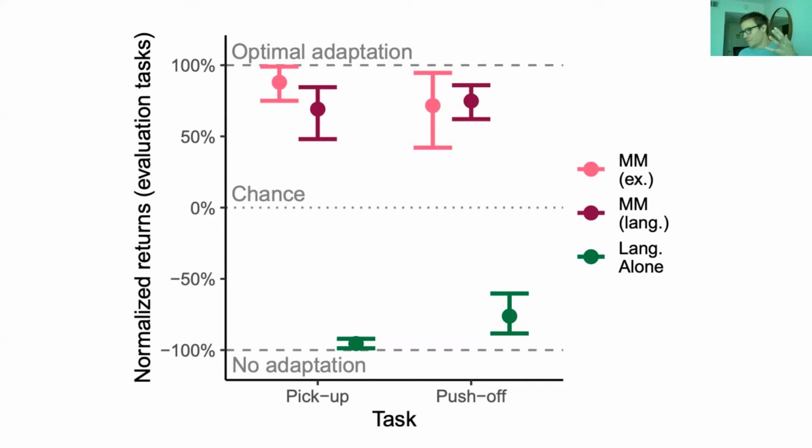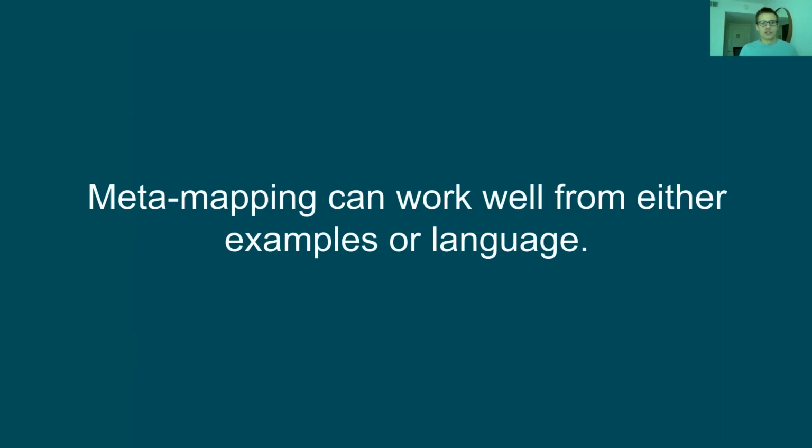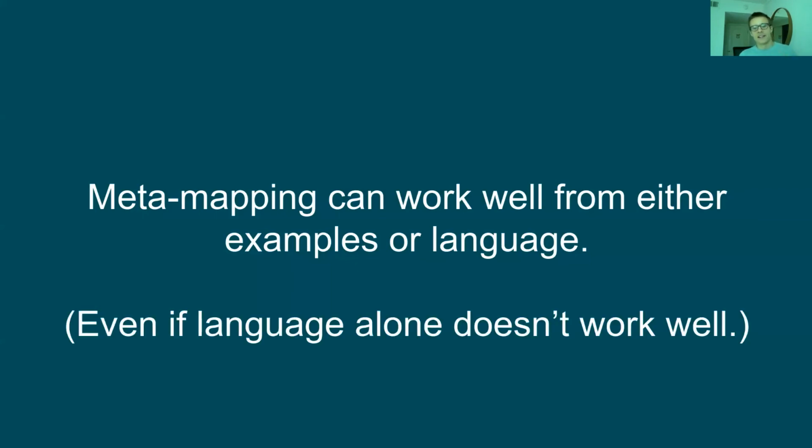John, you might also be interested in this sort of language as a way of constructing task representations, because in some sense it provides a more constrained setting where maybe it's easier for the model to figure out what's going on. Although it still doesn't solve the problem of telling the network exactly what it should be doing. Okay, so metamapping can work well from either examples or from language, and it can do that in settings where language alone doesn't work well.